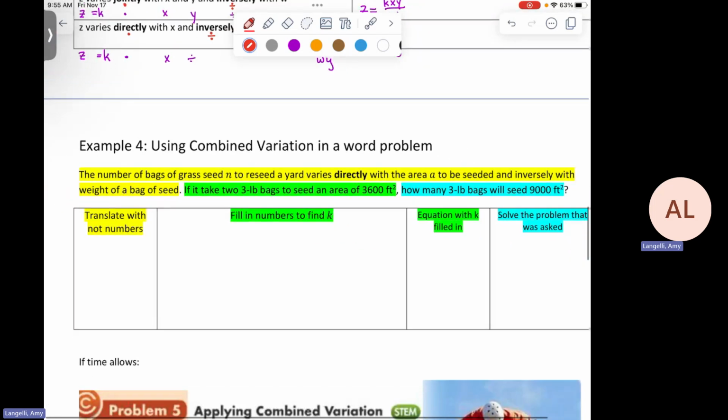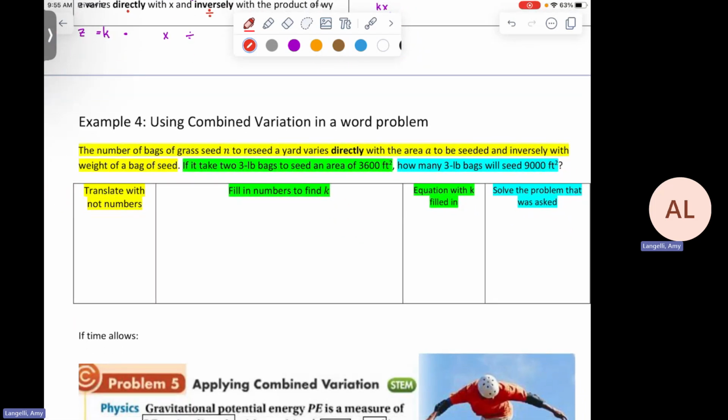Okay, here he is. The number of bags of grass seed N needed to reseed a yard varies directly with the area to be seeded and inversely with the weight of a bag. What that means is the bigger the yard, the more you need. However, the bigger the bag, the less you need.